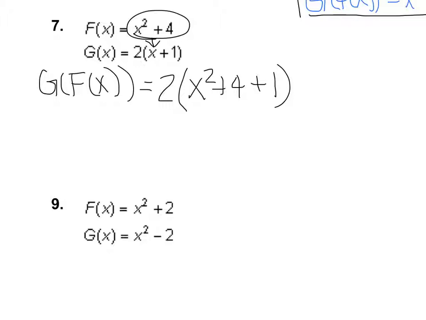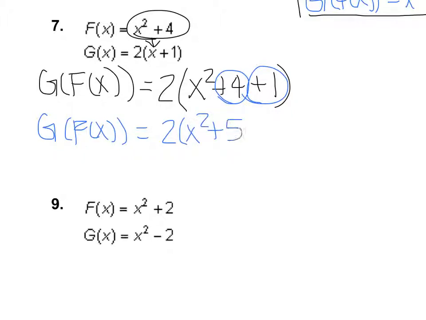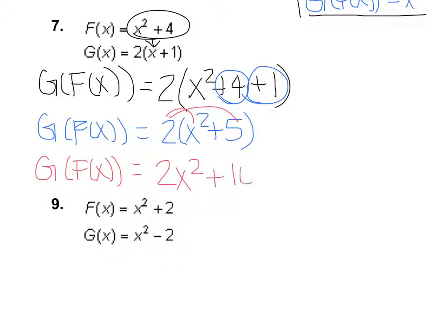And I can go ahead and combine my plus 4 and my plus 1 together. So I now have g of f of x equals 2 times x squared plus 5. The last thing I can do is I can distribute. So 2 times x squared is 2x squared, and 2 times 5 is 10. So my composite function would be g of f of x equals 2x squared plus 10.